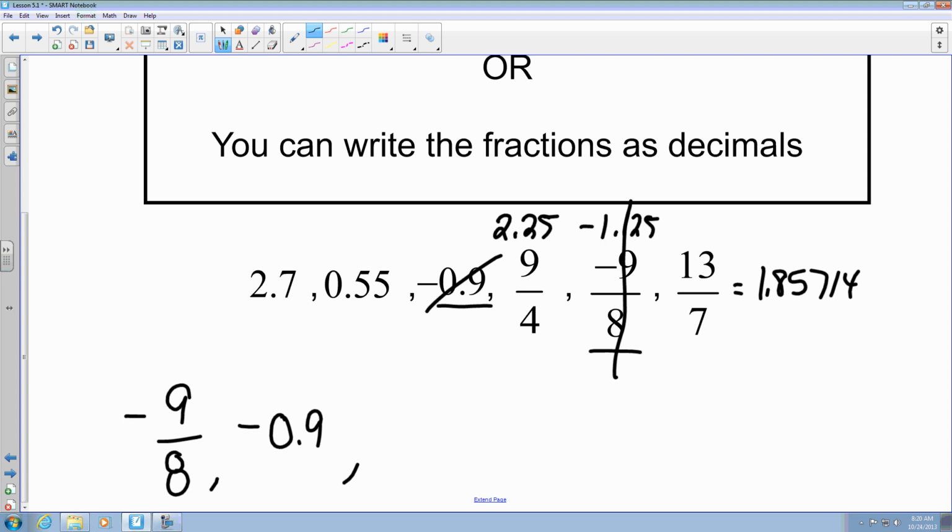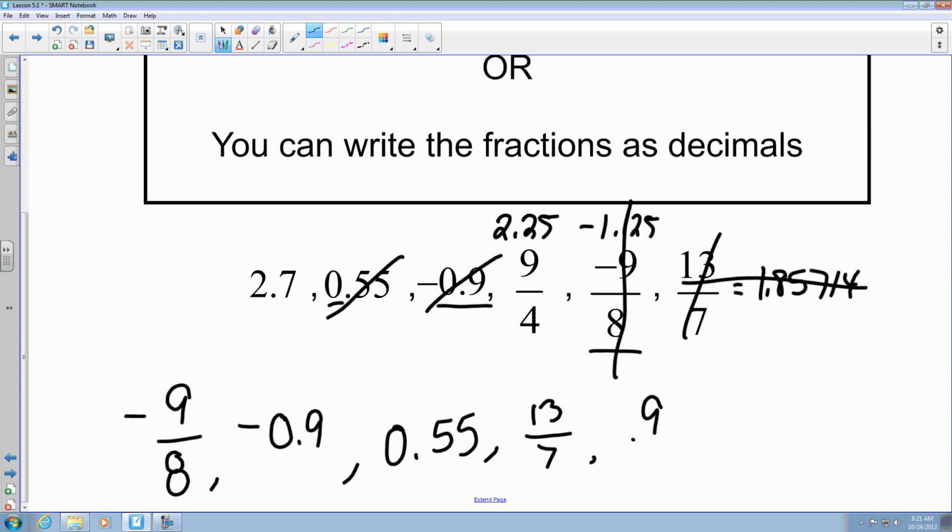Now that we're done with the negatives, let's take a look at the positives. I have one that's got a 0 in the 1 spot, so that's my next smallest term. From here, I got a value of 1, 2, and 2, so 13/7 is next. And then I got 2.25 and 2.7. Well, 7 is larger than 2, so the next one's going to be 9/4. And then to finish it up, the largest number is 2.7.